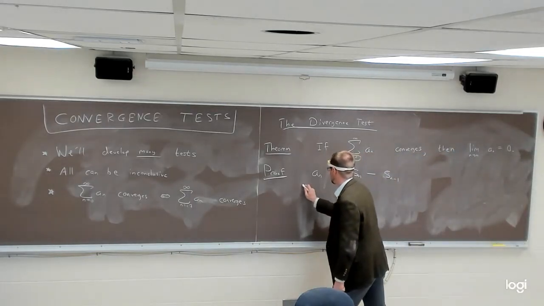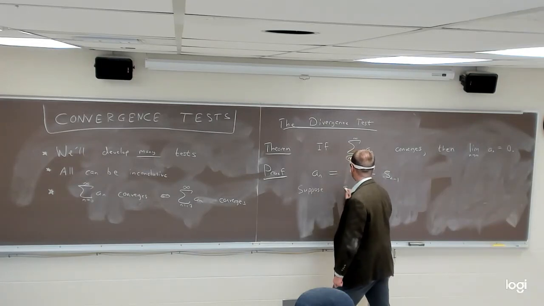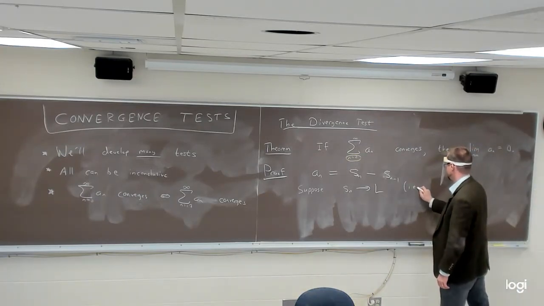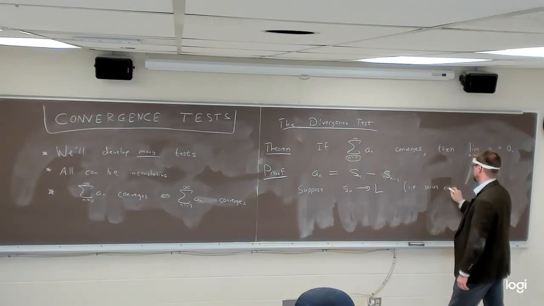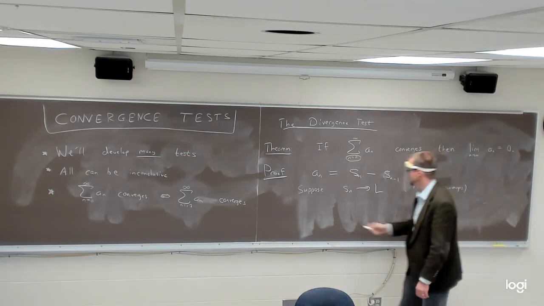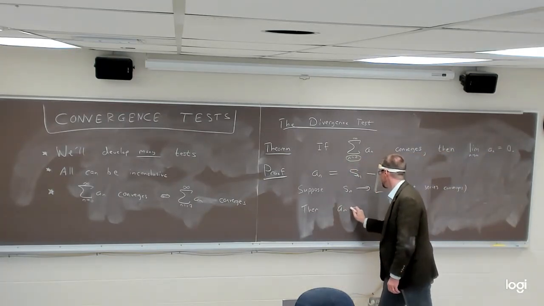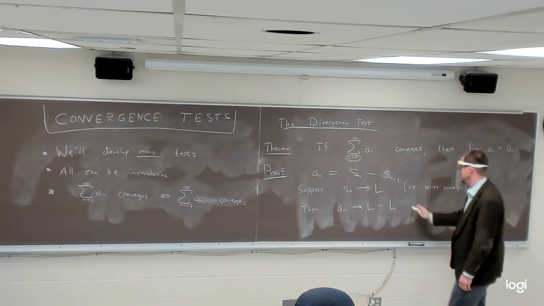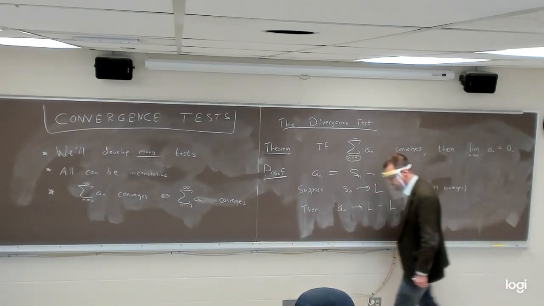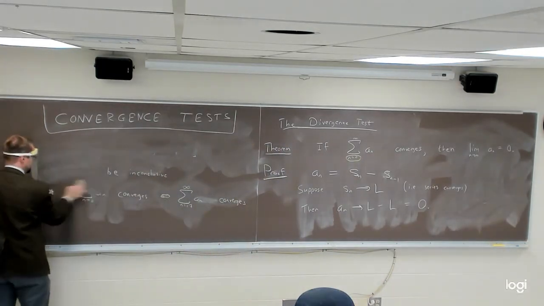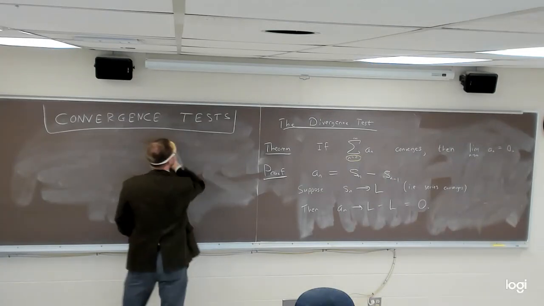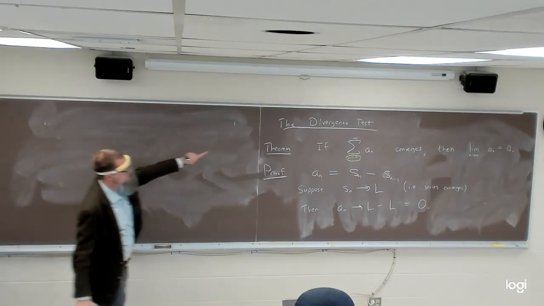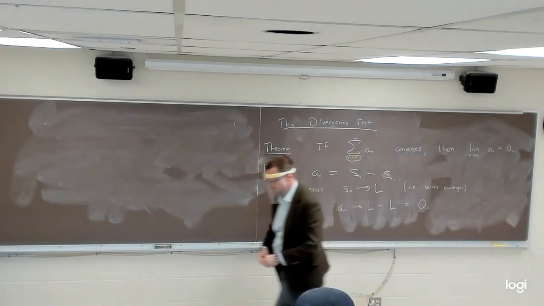So suppose the series converges, which means the partial sums approach a limit L. Then an has to approach L minus L, because it's a difference of two things that are approaching L. All right, so if the series converges, the terms go to 0. This is logically equivalent.